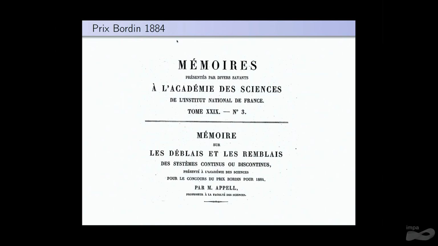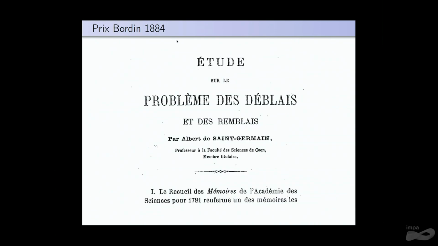So here's the memoir of Appel, Mémoire sur les déblais et remblais, 1884, by Monsieur Appel, the winner of the competition. And this is the memoir of Saint-Germain, who lost the competition. You find this first memoir of Appel in the publication of the Académie des Sciences, and you find this one in the Académie des Sciences de Caen.